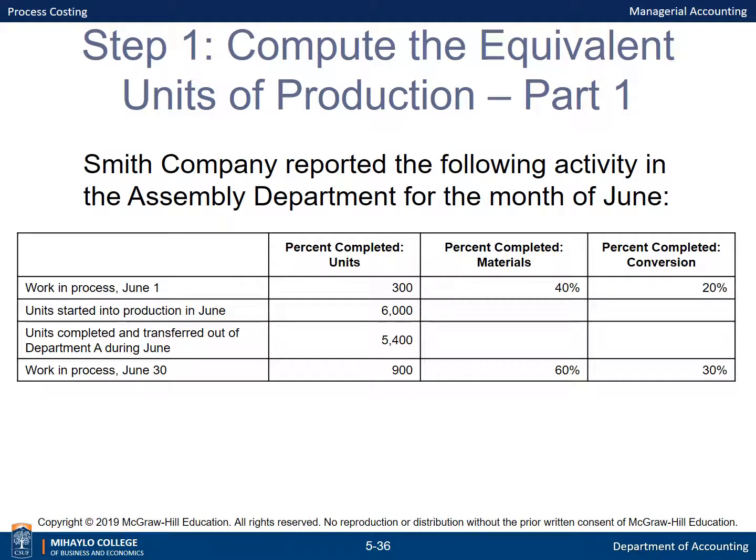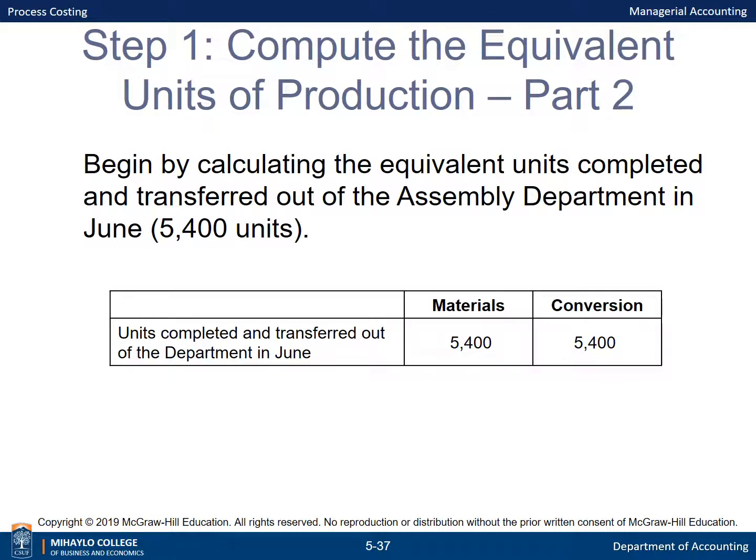During the month, the department started 6,000 units into production and 5,400 units were completed and transferred out. Work in process on June 30 had 900 units that were 60% complete as to materials and 30% complete as to conversion. Start by calculating the equivalent units completed and transferred out in June. In the assembly department, 5,400 units were 100% completed and transferred out.